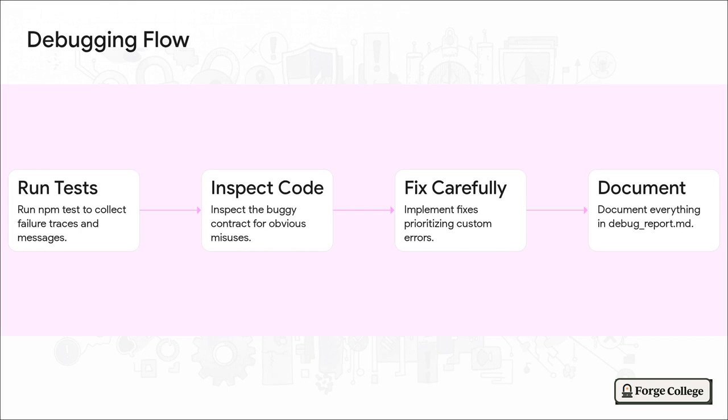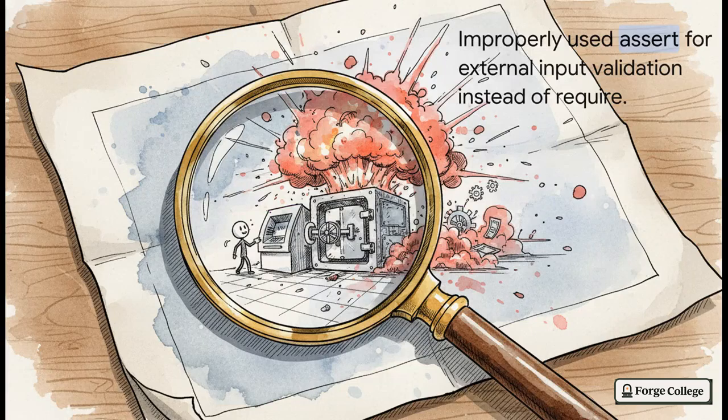Step 1. Run the tests to collect failure traces. Step 2. Inspect the buggy contract code for obvious crimes. Step 3. Carefully implement our fixes using custom errors. And Step 4. Meticulously document everything in our debug report. Documenting is so important because it ensures our contracts remain auditable and much easier for the rest of the team to review. Let's take a look at the first piece of evidence we've extracted.